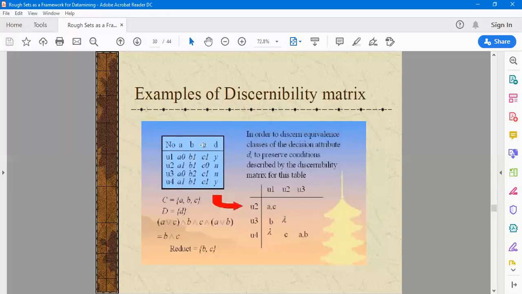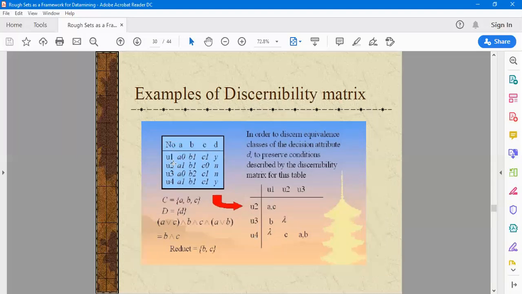Now suppose this is an example where you have U1, U2, U3, U4 as the set U, that is the objects, then you have A, B, C as the condition attributes and D as the decision attribute. So we calculate the discernibility matrix like this. U1, U2, U3, you discard the last one, and here you discard the first one: U2, U3, U4. Then you look at the U1 and U2 combination.